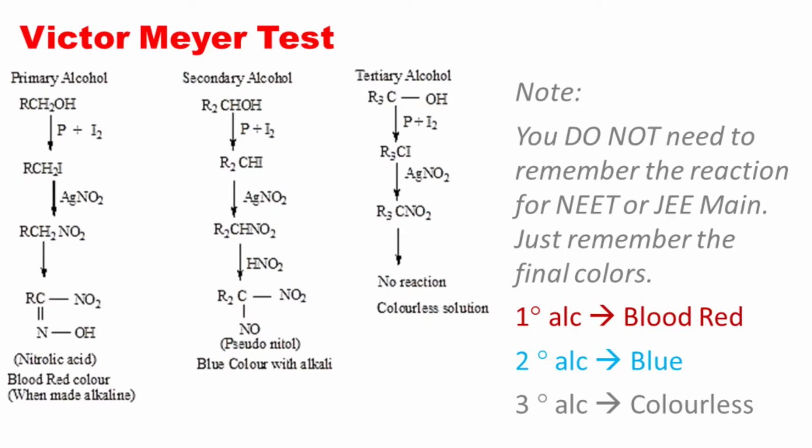The other type of test that you can do is the Victor Meyer test. The Victor Meyer test can easily differentiate primary, secondary and tertiary alcohols. You do not have to know the Victor Meyer test details, just know the final result; that is more than enough. Here is basically the reaction that is present in the Victor Meyer test. If it is a primary alcohol, you get a blood red color, a secondary alcohol gives a blue color, and a tertiary alcohol is colorless. This differentiates between primary, secondary and tertiary alcohols.